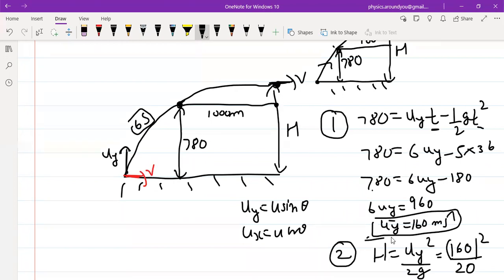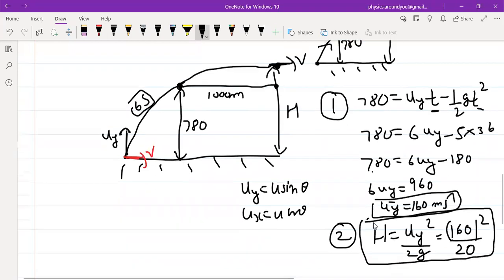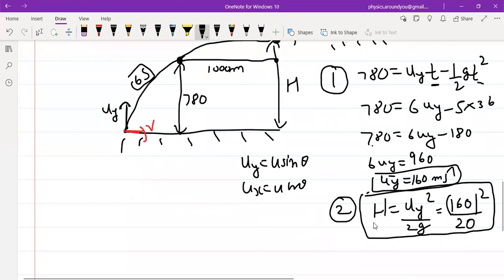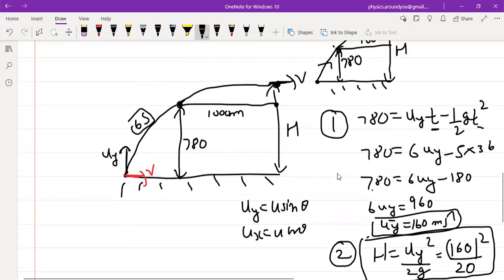The altitude of the aircraft is h equal to 160 square by 20. Right. Now, the only thing remaining is I need to find the speed of the aircraft. The speed of the aircraft is nothing but this v, horizontal v. How can I find the speed of the aircraft? Now, here is where the third equation comes into the picture.